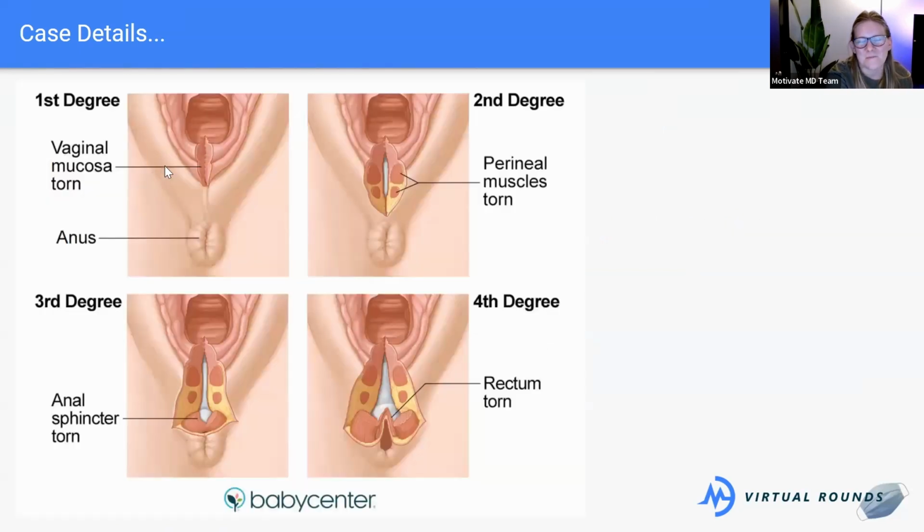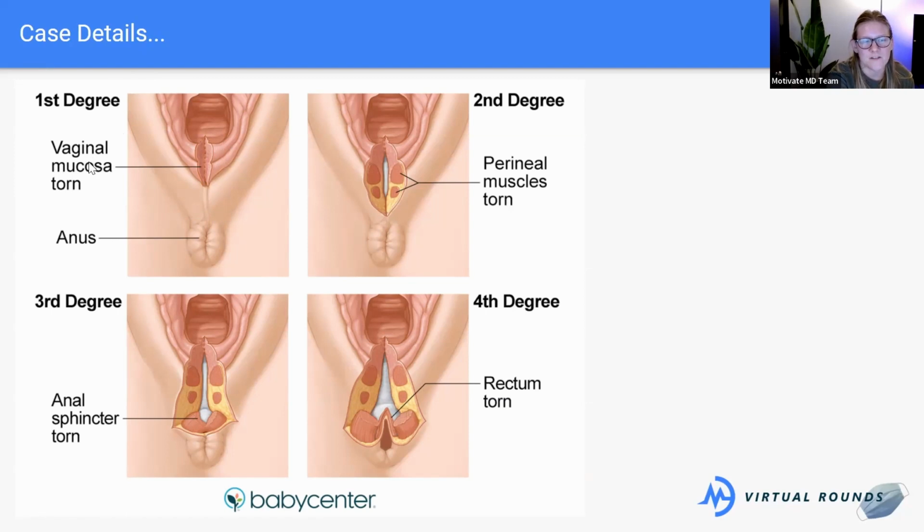So, I picked the most mild looking pictures that I could, you guys. In real life, it is obviously not this clean. But there are 4 different degrees of tears that you can have. It's a perineal laceration. The perineum is the skin or tissue that's between the scrotum and the anus in males, and in women, it's between the posterior edge of the vagina and the anus.